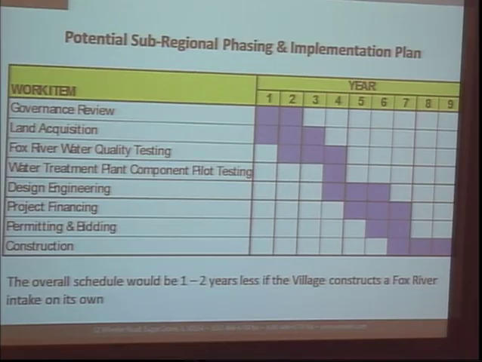If you went on your own, just because it's kind of smaller, you're controlling things on your own, it'd probably be 1 to 2 years less to go to the Fox River, bring that water to your existing lime softening treatment plant, and do the modifications there that we've already discussed.